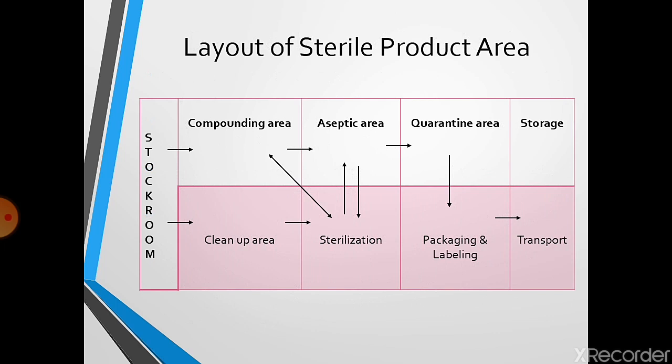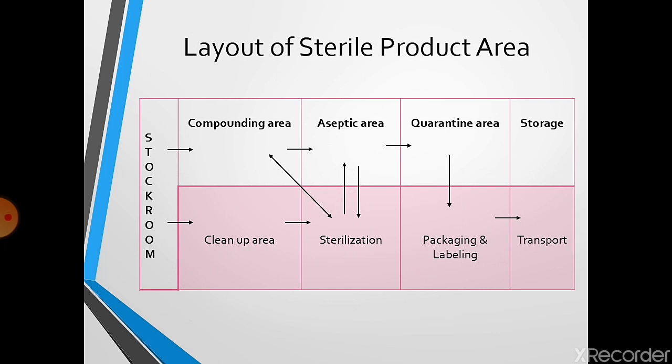Let us discuss the layout of the sterile product area. In this area, you can see the compounding area, cleanup area, aseptic area, sterilization area, quarantine area, packaging and labeling area, and storage, transport and stock room area. A person can move from the stock room to the compounding area, to the aseptic area and to the quarantine area. And from the stock room, a person can move from the cleanup area to the sterilization area.